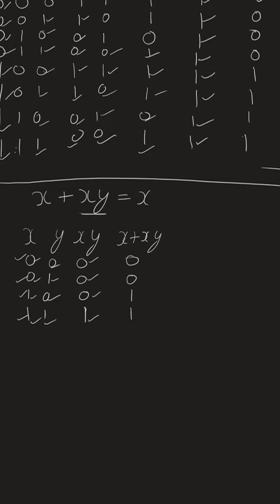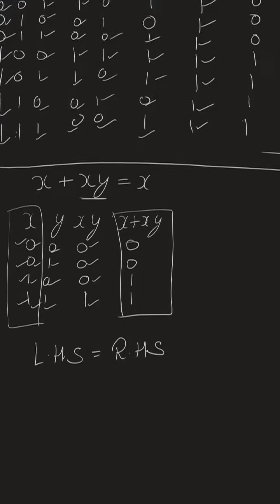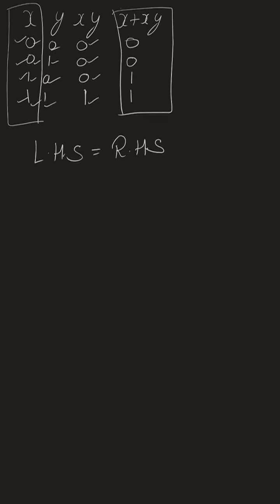Now you can see here, this is your x plus xy: 0 0 1 1, and here is your x: 0 0 1 1. So left hand side is equal to right hand side. Okay, so this is the truth table of expression x plus xy is equal to x. In our assignment, question number 2 is here.